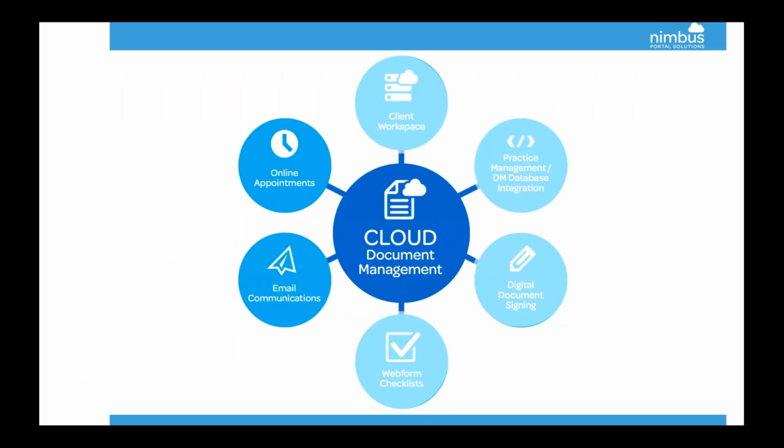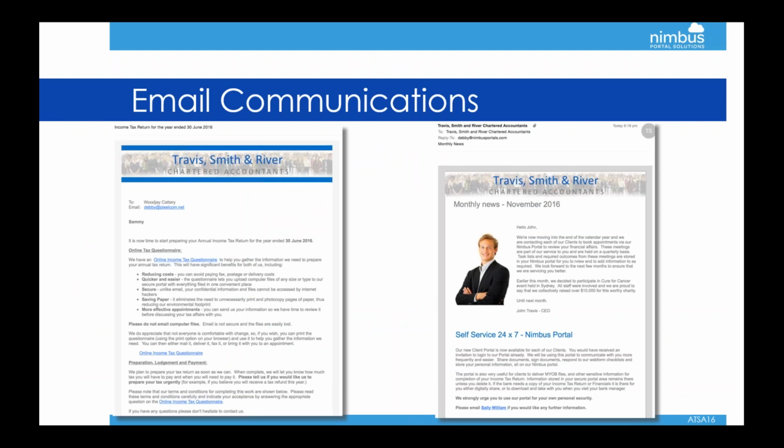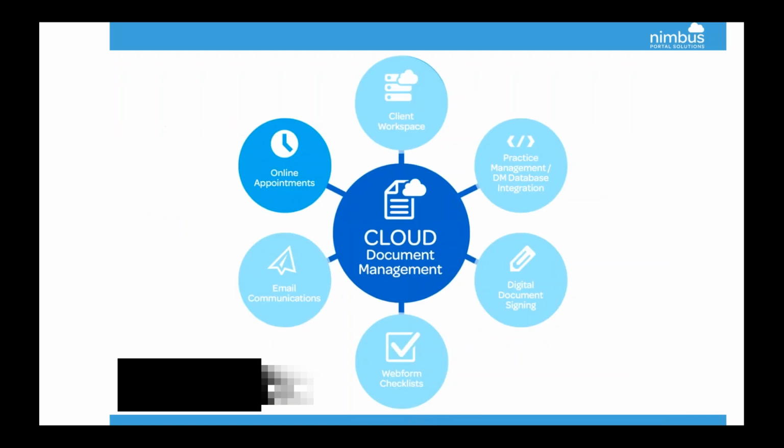Our next component is email communications. Email communications has two functions. The first is to provide the crafted covering email. So the email going out is your standard wording, and instead of attachments to documents, embedded links, secure embedded links through to the documents. The second function of email communications is for newsletters and marketing activities. So you're able to select a list of clients based on criteria that's come from your practice management system, and then send out a targeted data mined newsletter as an example.